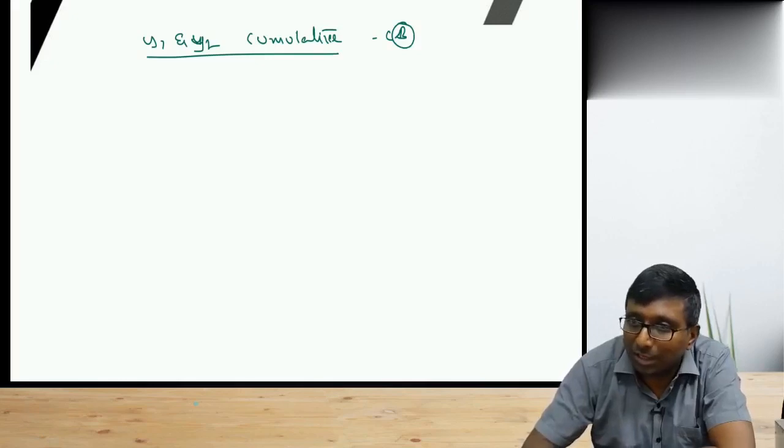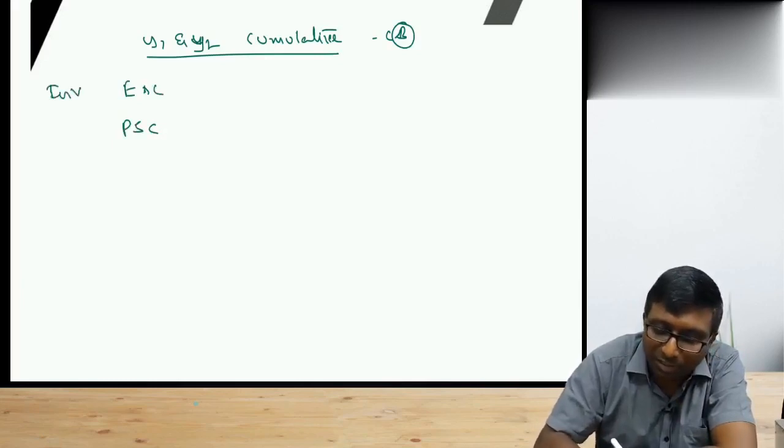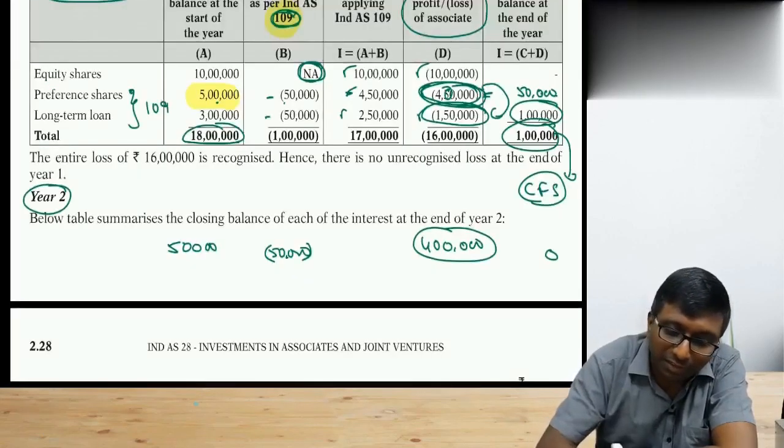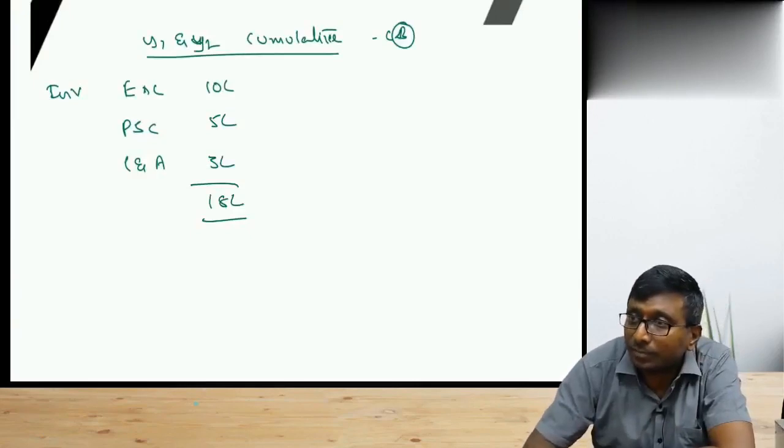Will I get closing balance or not? Correct. So equity share capital, preference share capital, investment in equity share capital or something like that. Then loans and advances. What was the number here? 10 lakh. This is equal to 10 lakh. And this is 5 lakh, 3 lakh. This is equal to 5 lakh. This is equal to 3 lakh. That is equal to 18 lakh.